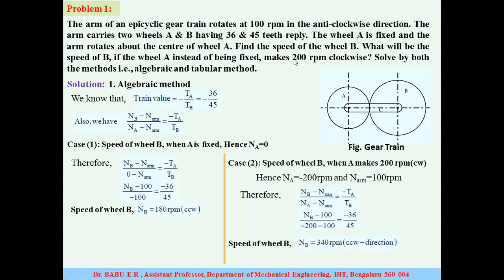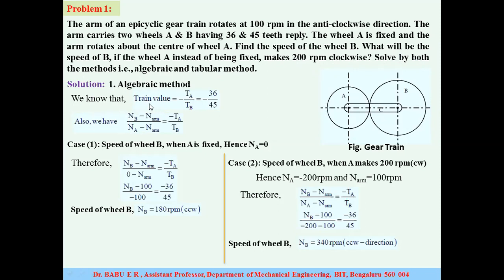We have two cases over here. In the two cases, you have to find out the speed of wheel B. You have to solve by two methods, that is algebraic and tabular method. So you have to draw this configuration diagram as the first step. Now let us start with the algebraic method.